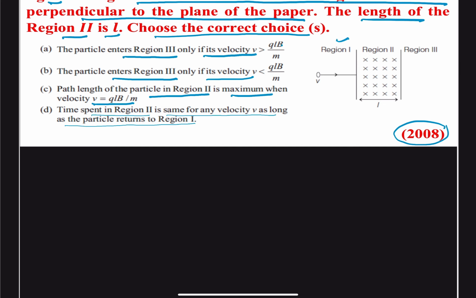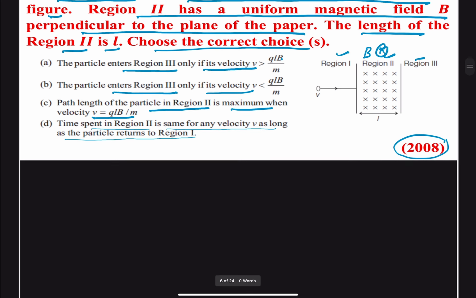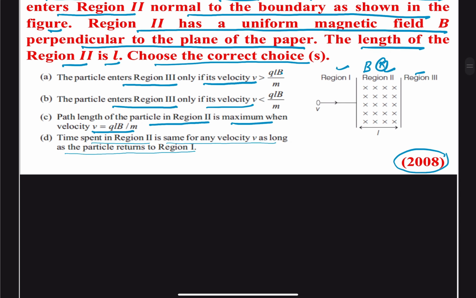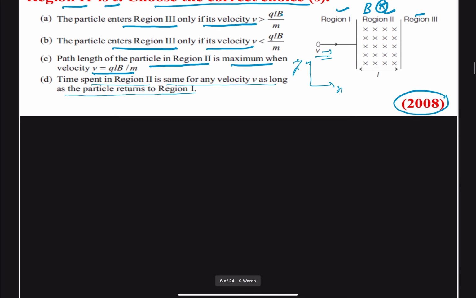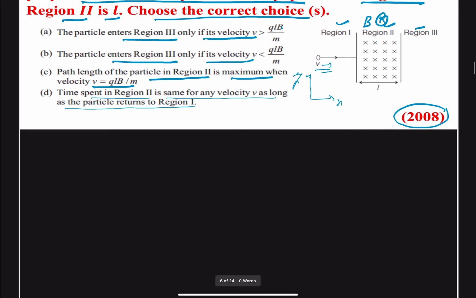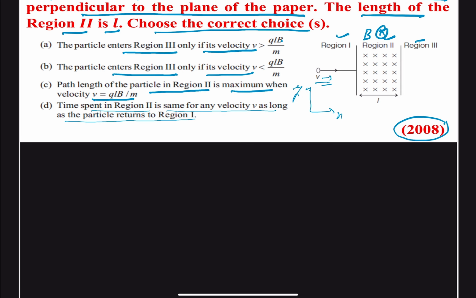So we have three regions: region 1, region 2, region 3. Region 1 has a magnetic field, and the direction of the magnetic field is into the plane. And we have a particle which is traveling. Let us suppose we draw the axes: this is an x-axis and we have a y-axis. So it is traveling along the x-axis and perpendicular to the magnetic field. Because the motion of the charge will be affected only by the magnetic field, we are mainly interested in region 2, whose length is given as L.